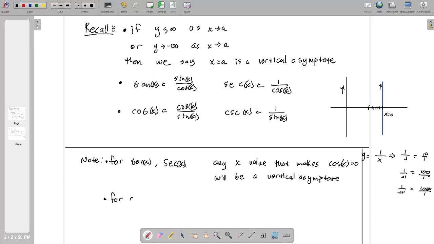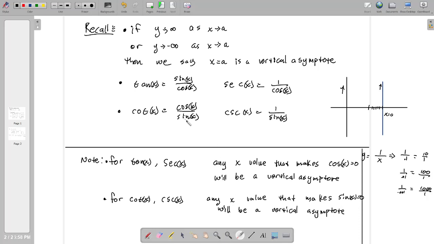Similarly, for cotangent of x and cosecant of x, any x value that makes sine of x equal to 0 will be a vertical asymptote for the exact same reasons. If sine is 0, cosine is 1, so we would get 1 divided by 0.